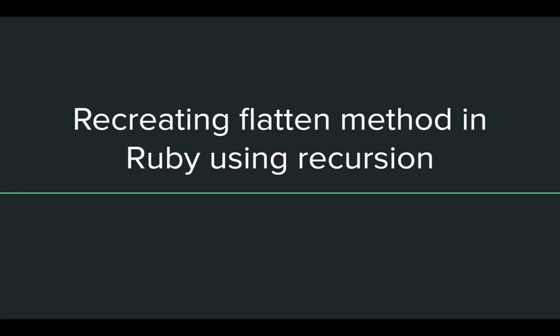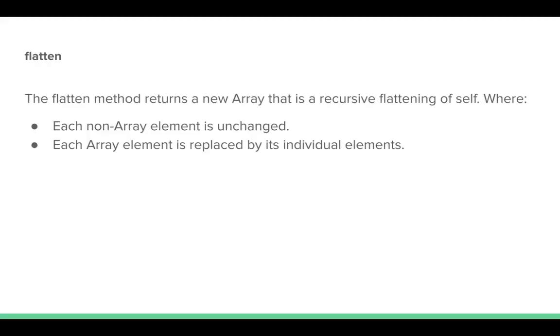And these are just examples, and there are many such methods. Flatten is one of such methods. So what does flatten do? The flatten method returns a new array that is a recursive flattening of itself, where each non-array element is unchanged and each array element is replaced by its individual elements. In other words, the flatten method is applied on a multi-dimensional array and it returns a single dimension array, or one dimension array.